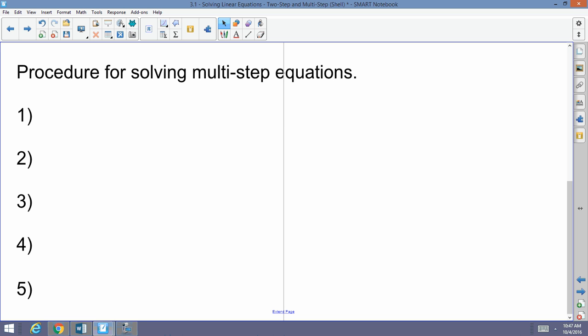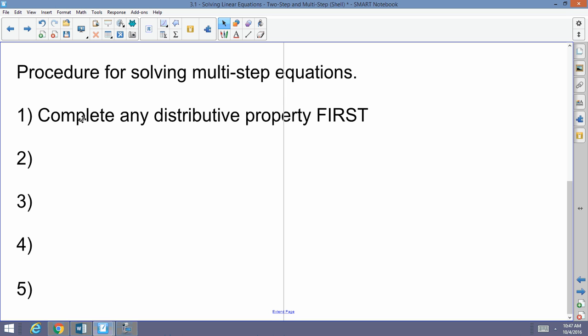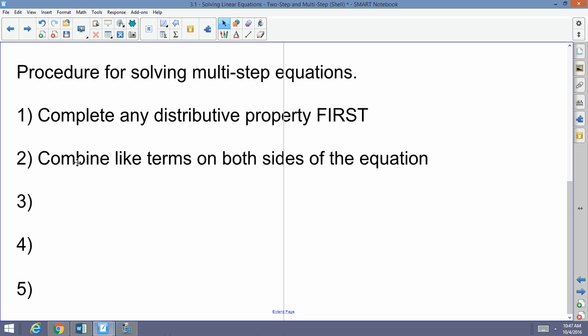Step 1, very simple. Complete any distributive property first. We had a little tease of that in the last 2 questions that we saw. You see a distributive property, go ahead and distribute it, my brothers. Now, once you distribute it, you're going to have all these terms everywhere. Remember that you have a left side of the equation and a right side of the equation. Since you have a left and a right side, go ahead and combine like terms on both sides of the equation. Look at the left side, combine like terms there. Look at the right side, combine like terms there.